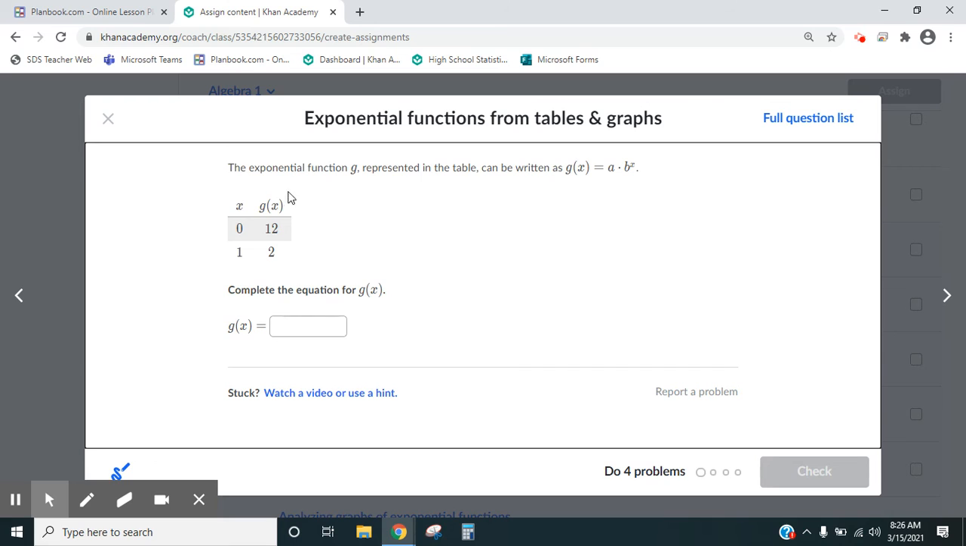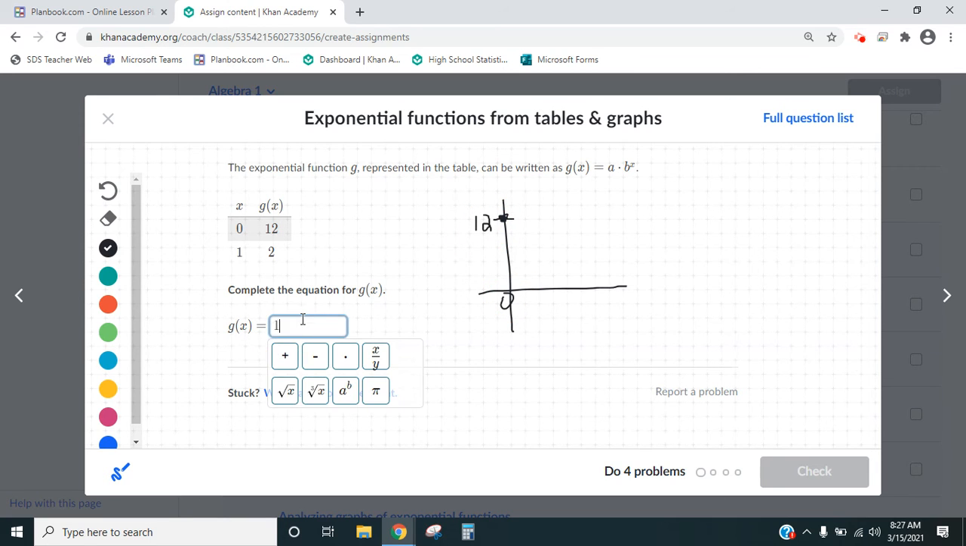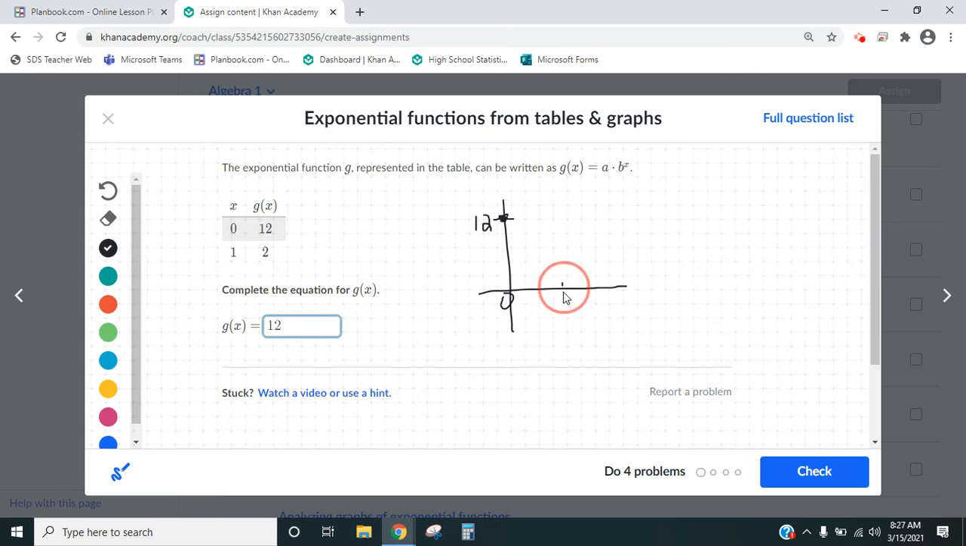Last assignment. Here we go. Complete the equation. Now, we have a table. That's all we have. It tells us when x equals 0. So like on a graph, when x equals 0, it's right here. Isn't that our starting number? Yeah, it is. When x equals 0, the graph is at 12. And then when x equals 1, the graph is at 2. So it's decay, right? It's decay.